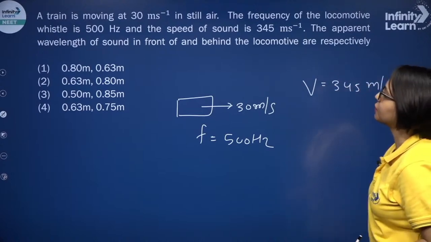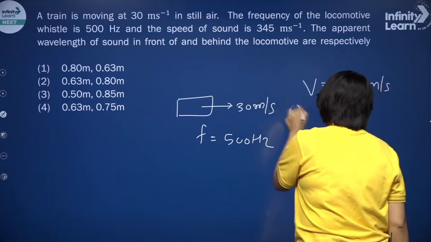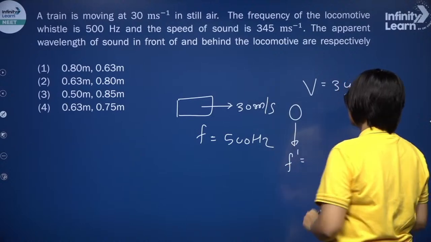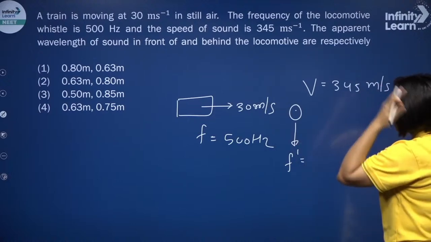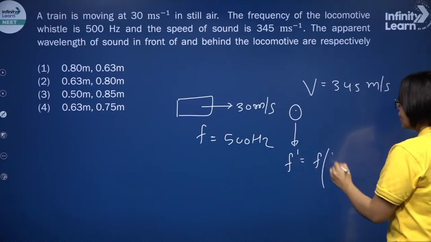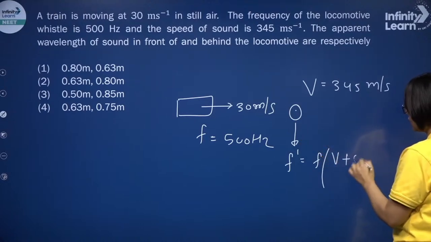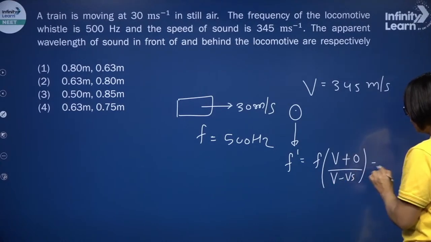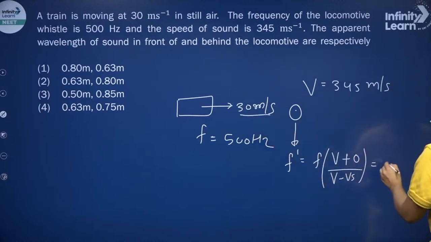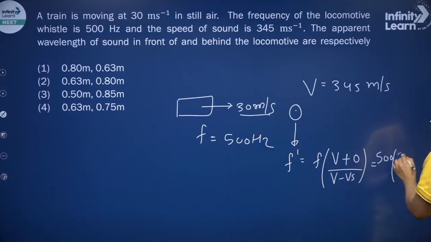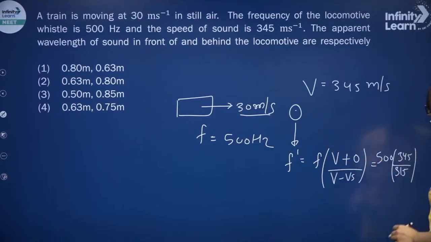The apparent wavelength of sound in front of and behind the train are, respectively. When we are calculating apparent frequency in front, the observer is stationary and the train is approaching the observer. So the apparent frequency will be F times (V minus velocity of observer, which is 0) divided by (V minus Vs), where V is the velocity of sound and Vs is the velocity of the source, which is 30 meter per second. So this will give you 500 into 345 divided by 345 minus 30, that is 315. So this is F dash.